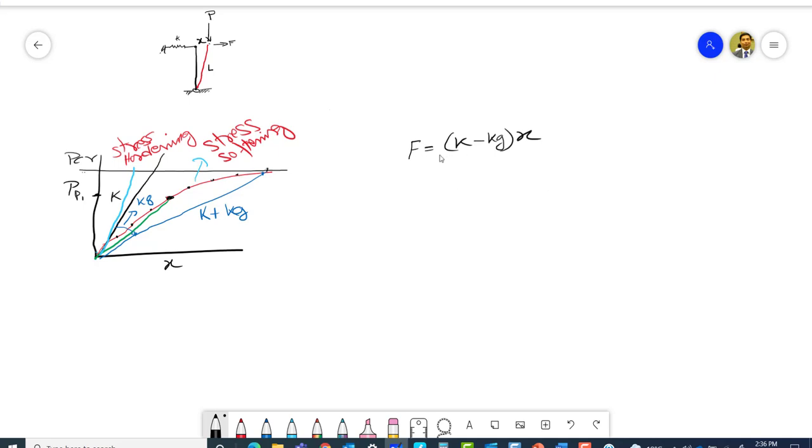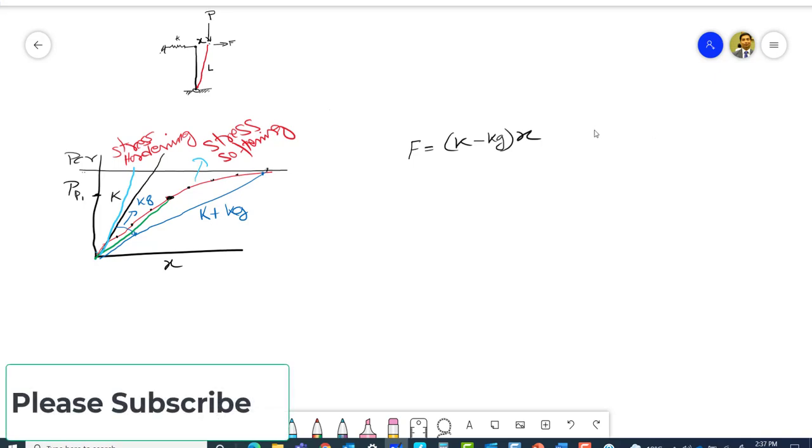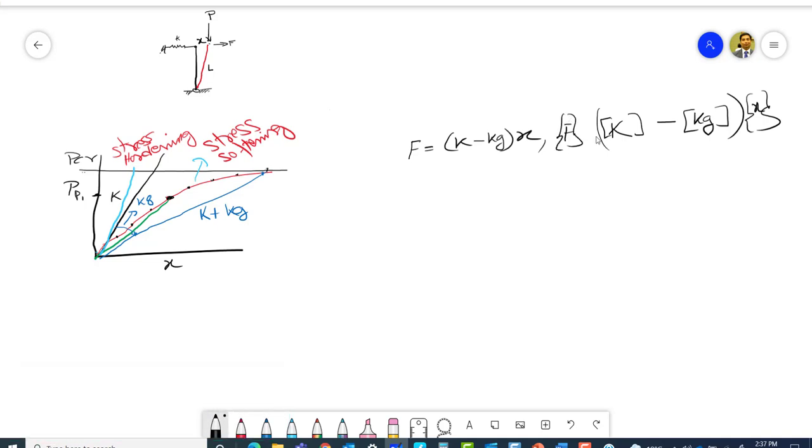Now, this is just a normal expression for this simple system, but had it been a complex system, meaning a system with multiple degrees of freedom, this K would be represented as a normal stiffness matrix, this would be represented as a kg matrix, and this X would be represented as a displacement vector, and this F would be represented as a load vector.